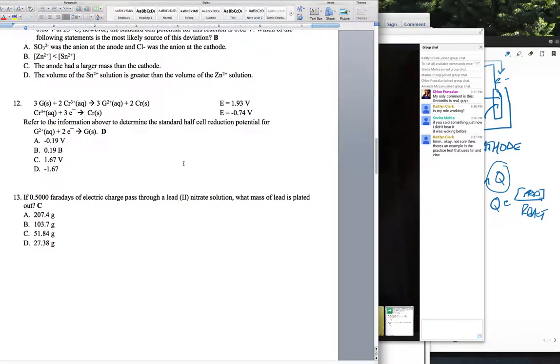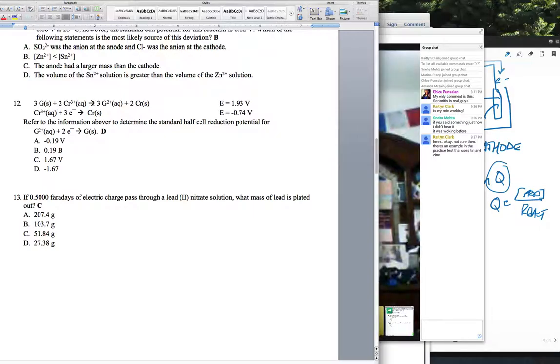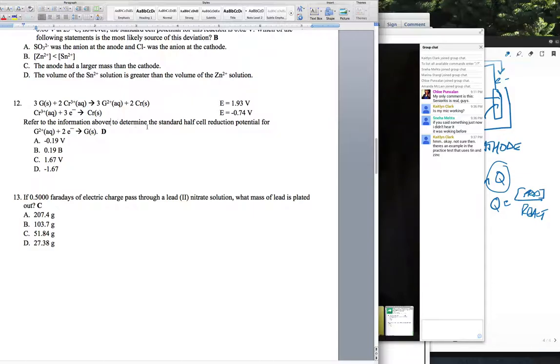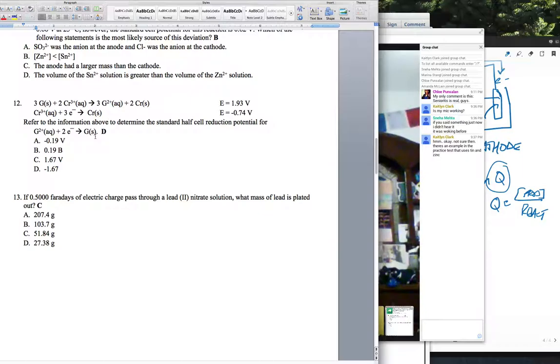Number 12 is kind of unusual in that it's giving you an imaginary reaction with the G, because we don't have that element. So what they've done is you know that you have G solid going to G2 plus, and that's one of the half reactions. The other half reaction they give you so that you can solve it, the Cr3 plus plus three electrons goes to Cr solid. So refer to the information above to determine the standard half cell reduction potential for the G2 plus.